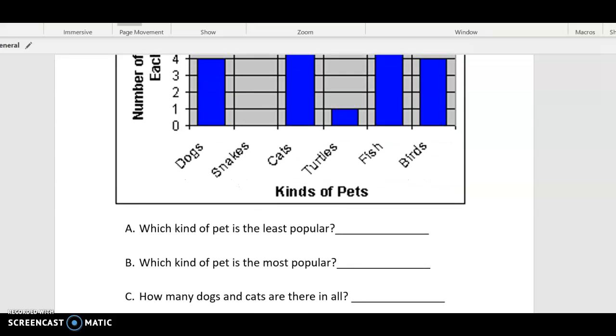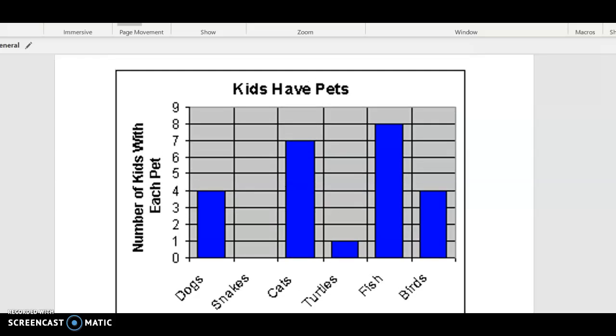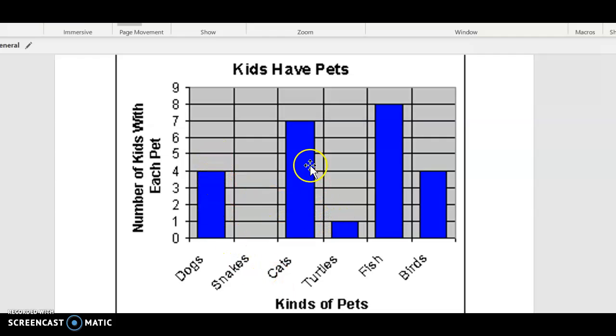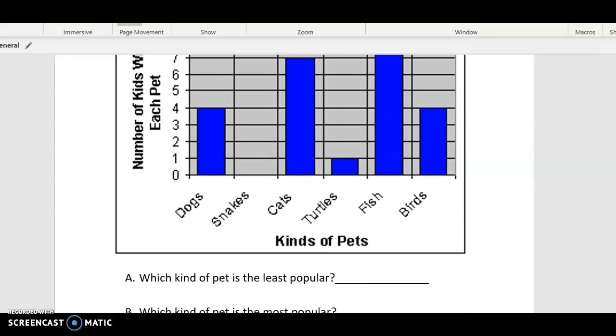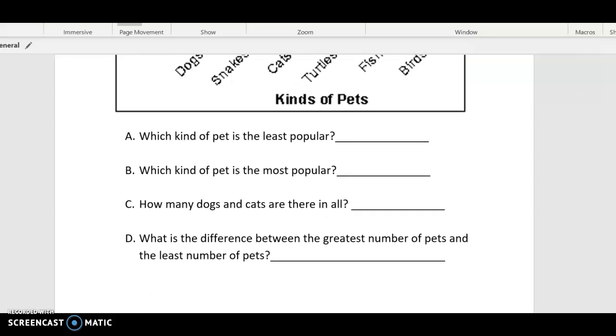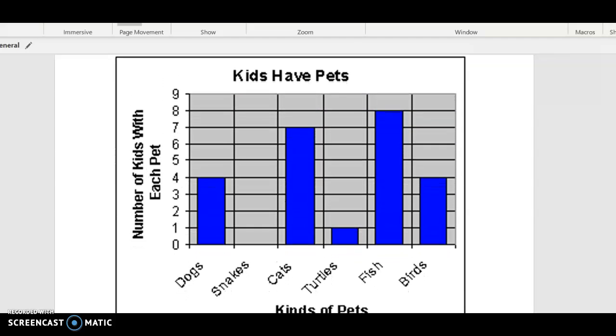Then how many dogs and cats are there in all? When we see the words in all, what does that tell us to do? You got it, add. So we're going to add those numbers together. For dogs and cats, we have 4 dogs, 7 cats. 7 plus 4 equals 11. Good math thinking. What is the difference between the greatest number of pets and the least number of pets? When we see that word difference, that tells us that we have to subtract. So the greatest was 8. The least was 0. So 8 minus 0 is 8.